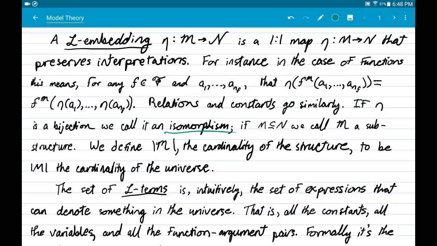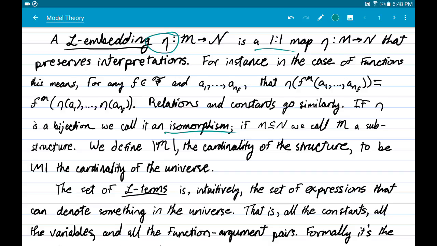So the next thing that we discuss is leading up to the definition of essentially an isomorphism. And we start with the idea of an embedding, and this is on structures. So a structure M is embedded into a structure N if there exists a map eta, which we call the embedding. So eta is the embedding, and it is a map from structure M to N such that the map is one-to-one and preserves interpretations.